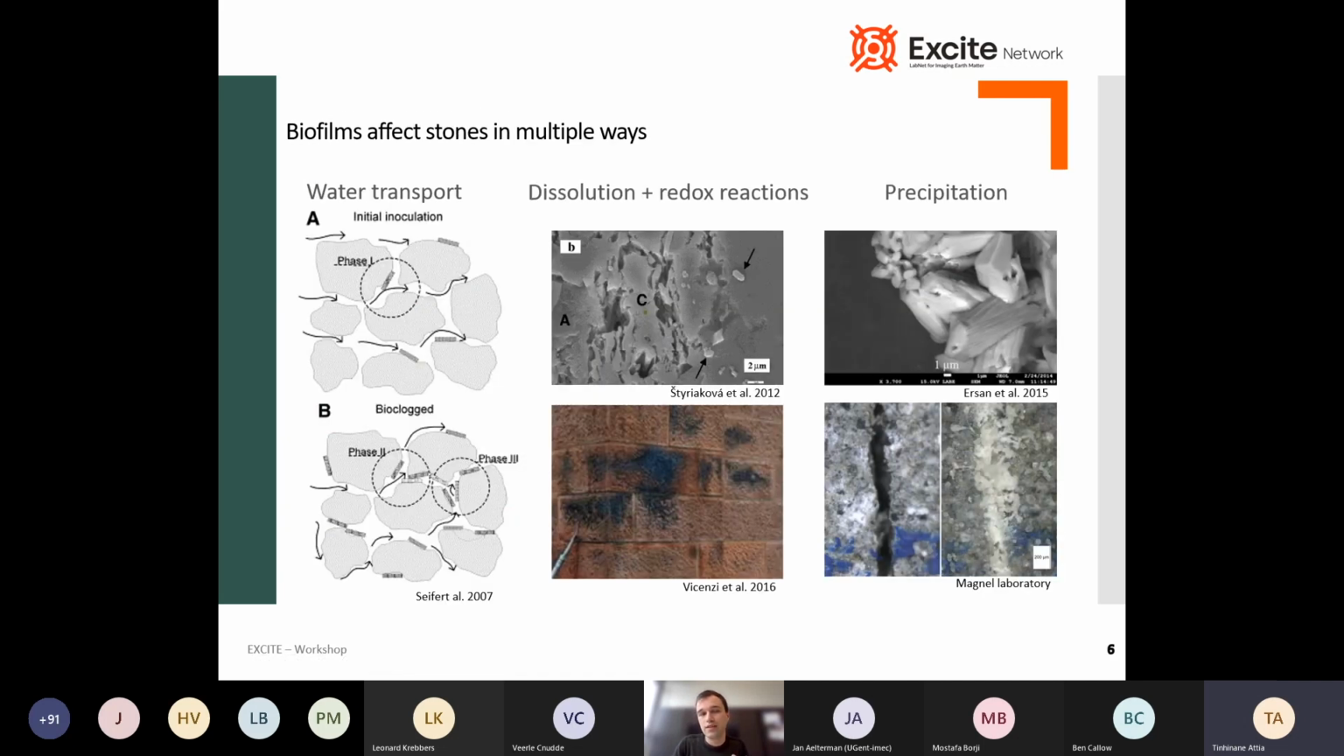But why was I interested in them? Well, the reason was that they affect stones in multiple ways. When they colonize a surface, they will often also colonize the pores. And when they do that, they will actually clog the pore space and they will change how water is transported in the stone. They will change the wettability, and they can, for example, retain water and change the drying regime.